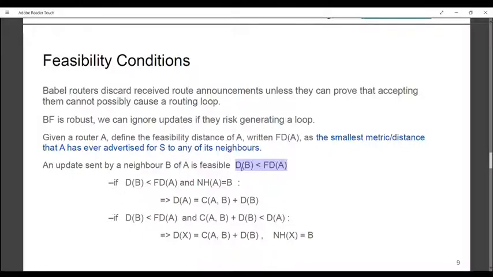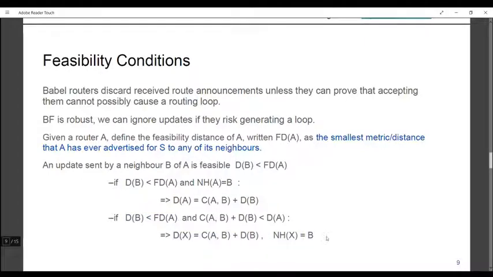So you can see here, when it checks that the next hop is B or not, we will also check whether the metric of B is less than the feasibility distance of A. If that's the case, then it will update. Similarly, in the next case also, we are adding this condition.